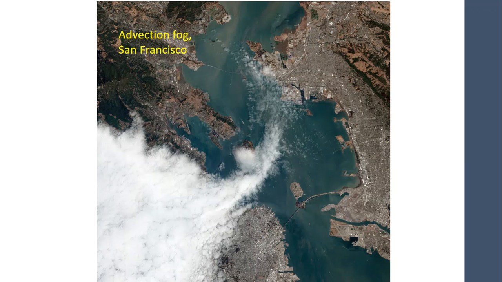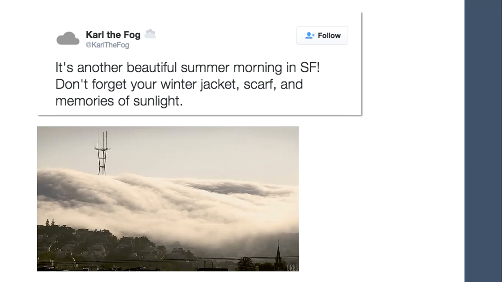Over San Francisco. San Francisco, if you've ever visited, can be very, very cold in the summer. You get this really cold water, you get warm air that blows over it, and you get this heavy, thick fog that they have actually named. Carl the Fog, he has his own Twitter account. So it's another beautiful summer morning in San Francisco. Don't forget your winter jacket, scarf, and memories of sunlight.